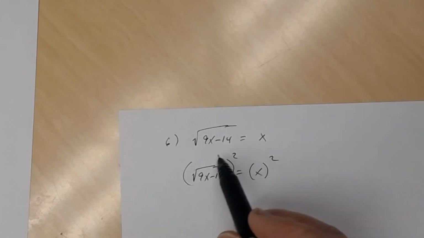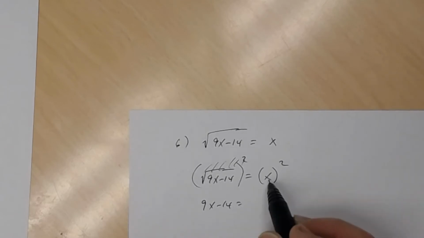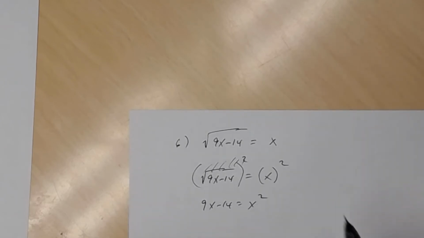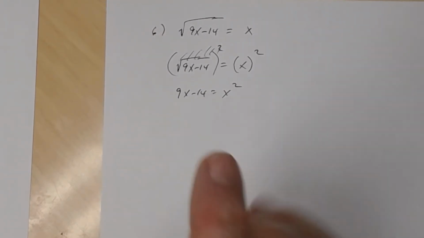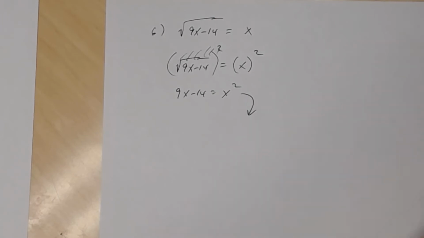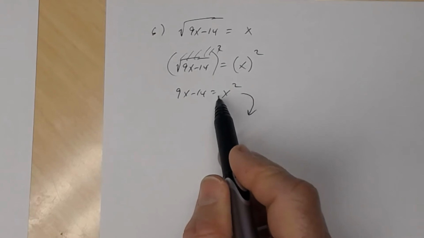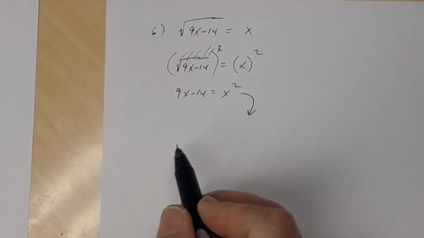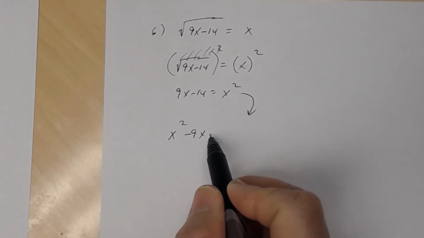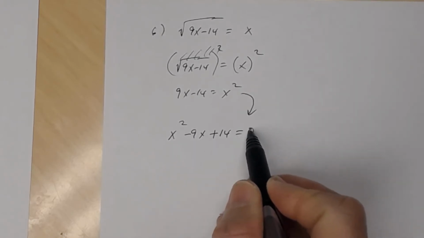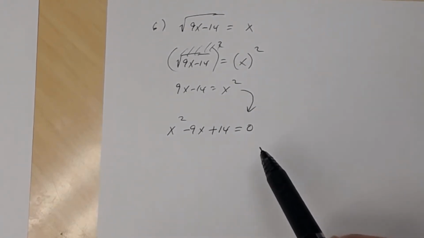And so the square and the square root undo each other, and so you get the radicand, 9x minus 14. And then this side you get x times x, which is x squared. Okay, so now we ended up with a quadratic equation. So I'm going to go ahead and put this in standard form. Since x squared is positive, I'm going to bring everything else to this side, in descending order. When I do that, I get x squared minus 9x plus 14 equals 0.